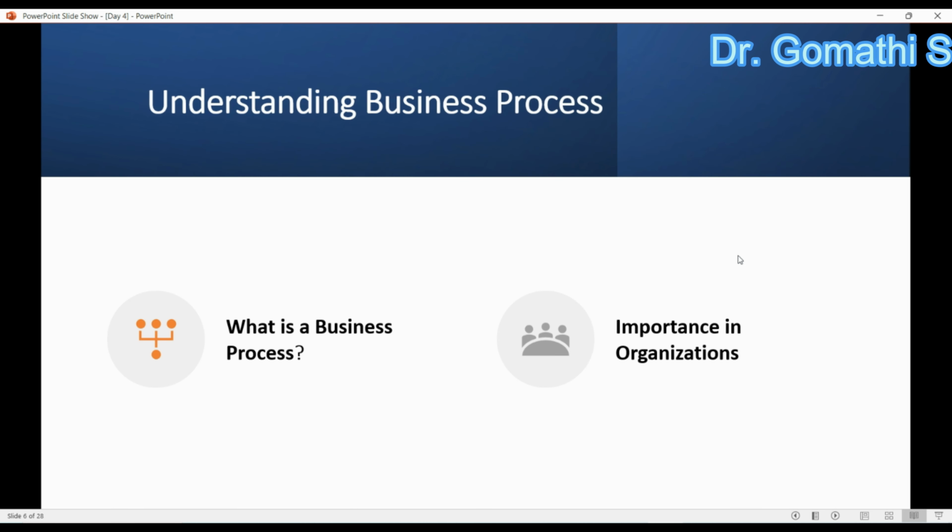So, understanding a business process is very important for all functional consultants. First of all, let us understand what a business process is.